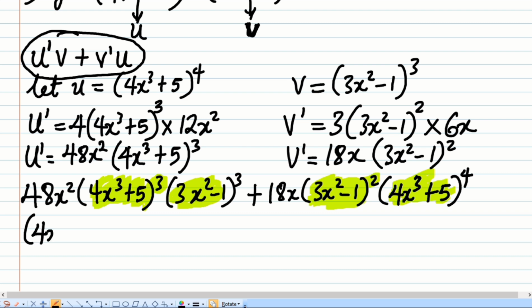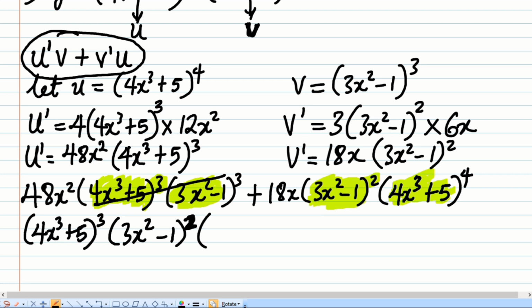So I'm going to have 4s cubed plus 5 raised to power 3, and another common term I have is 3s squared minus 1 raised to power 2, the lowest. And then I'm going to open a bracket. Now notice that if I use this and divide, all of this will cancel, leaving only 48s squared. So I'm going to have 48s squared only there, plus.